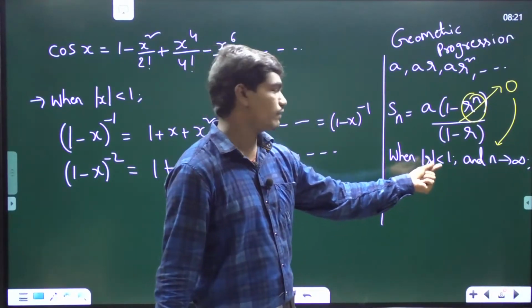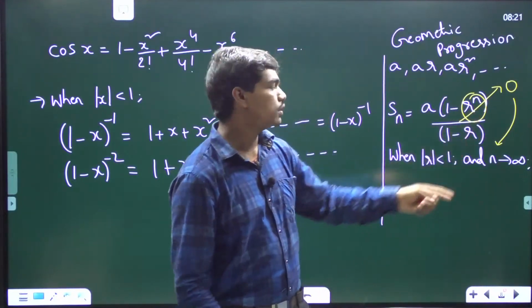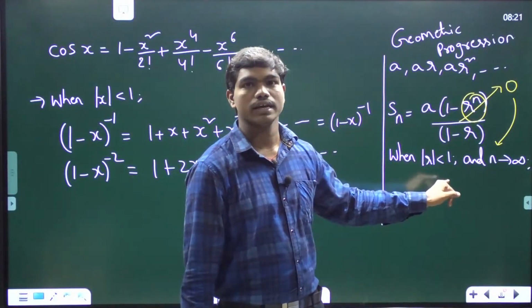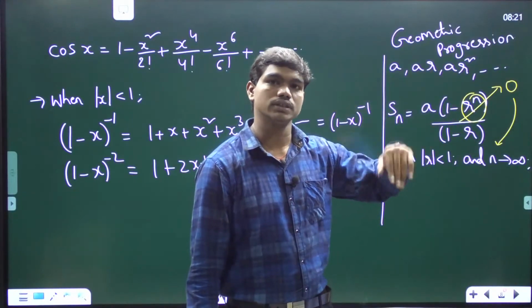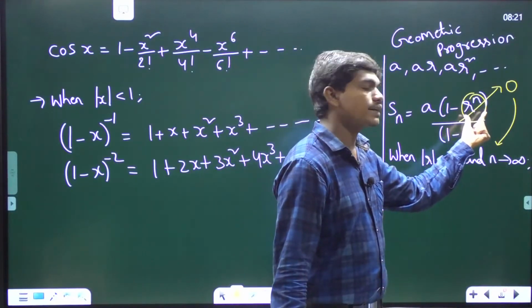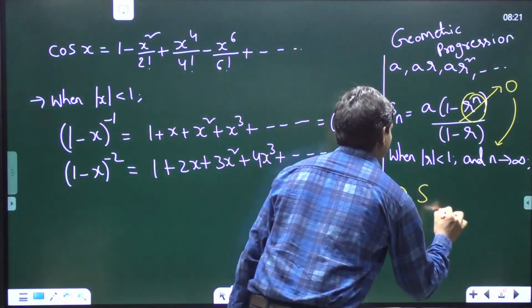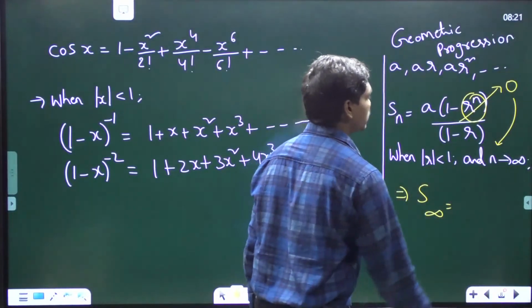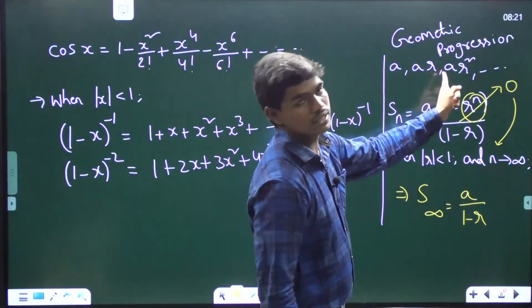So when mod r is less than 1 and n tends to infinity, this r power n tends to 0, because I have told you, suppose if r is 0.5, then r square is 0.25 and r cube is 0.0625, which is much smaller. So finally, when n is very large, we get this r power n very close to 0. Which means the sum of infinite terms of a geometric progression is equal to a by 1 minus r, where r is the common ratio.